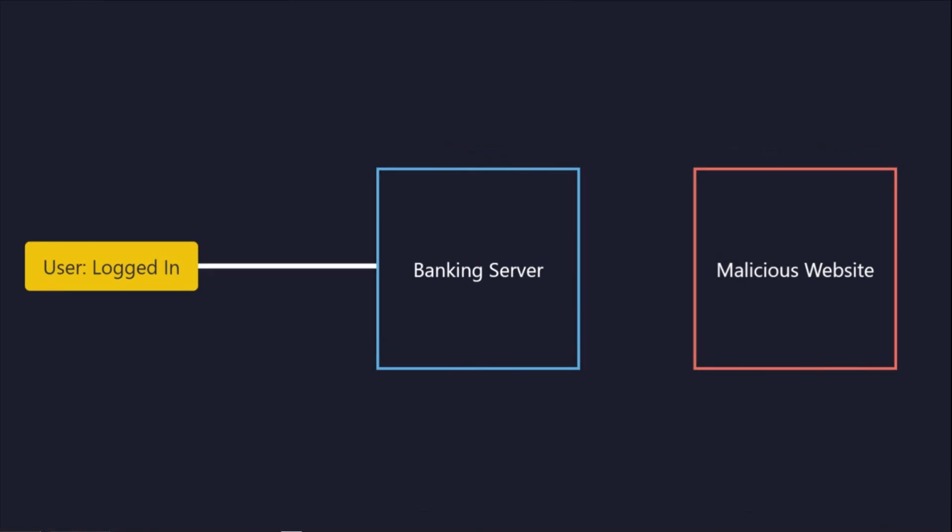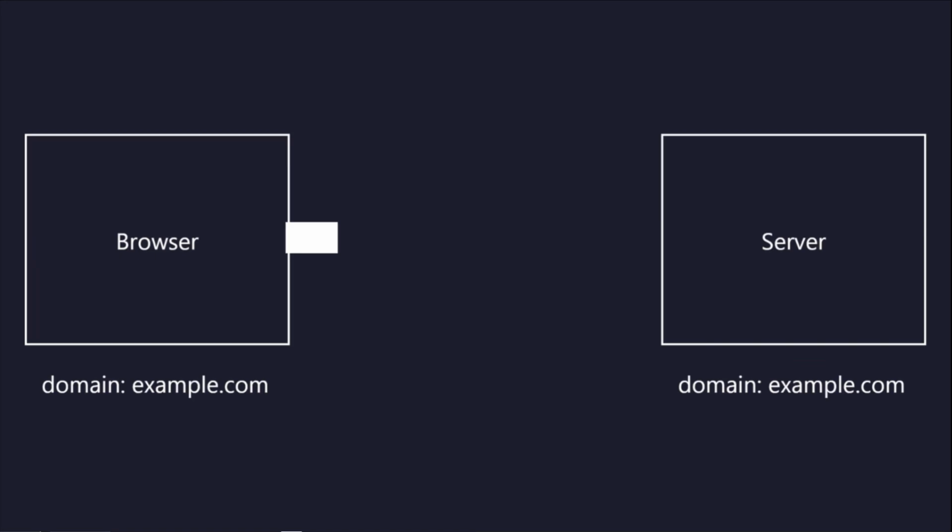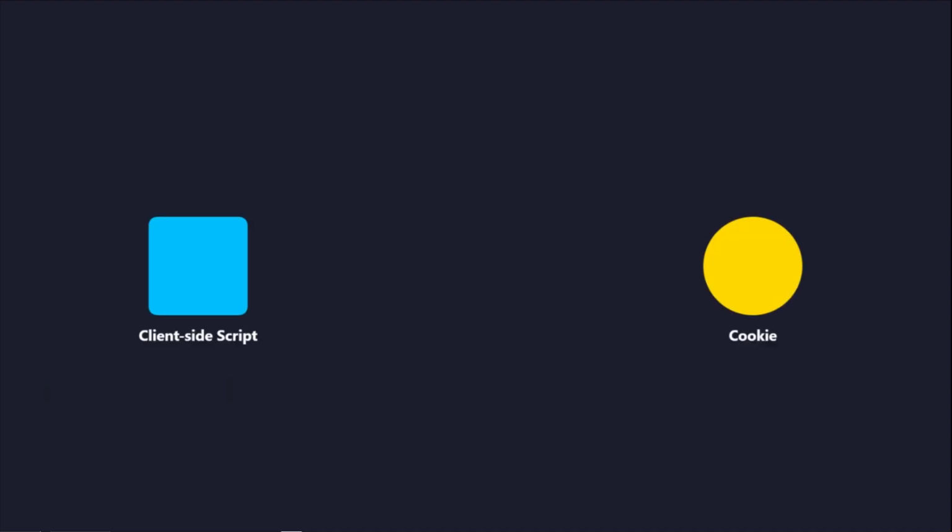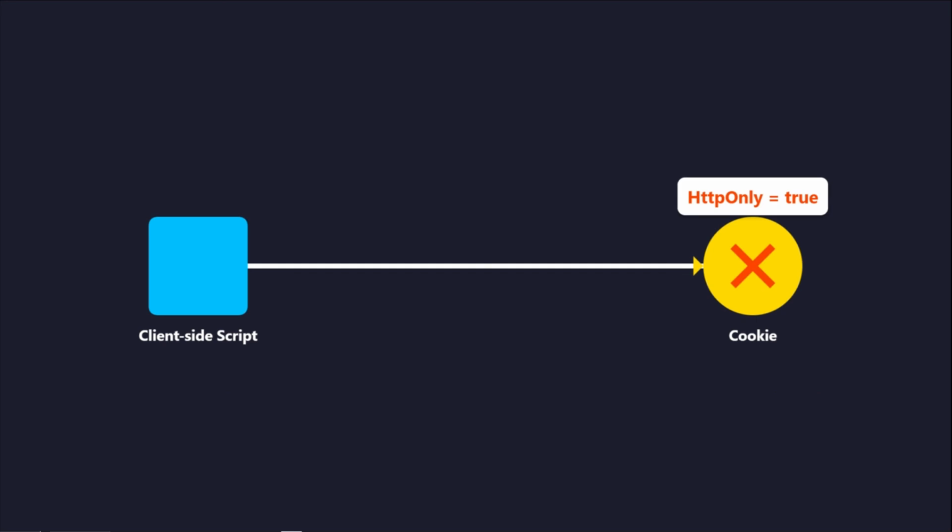A malicious website triggers an invisible background request to your banking server while you are logged in. The web browser automatically includes your session cookie because the destination domain matches the stored cookie domain. The HTTP-only flag is a security attribute that forbids any client-side script from accessing the cookie content.